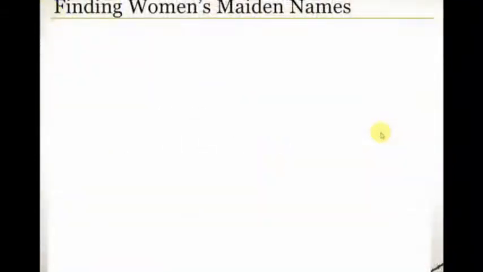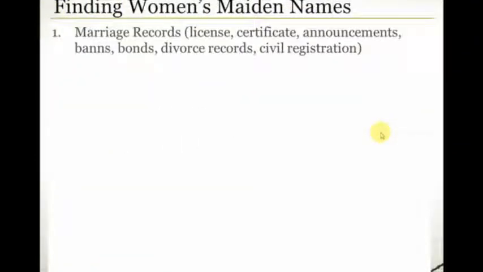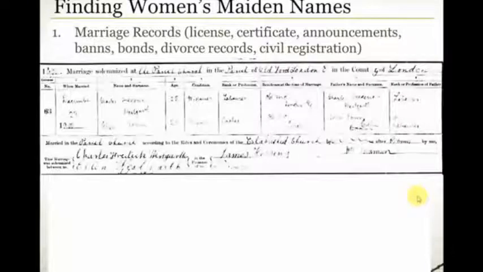First off, the number one tip to finding women's maiden names is marriage records. That seems pretty obvious, but make sure that you don't discount all of the different kinds of marriage records. There's not just certificates, but there's applications for licenses. There's wedding announcements. There's engagement announcements. There's banns and bonds. Divorce records, also considered a marriage record, and then civil registrations. Now, when you do finally find that record, pay close attention to what you're looking at.